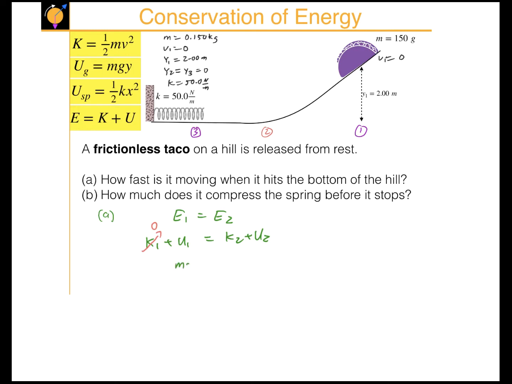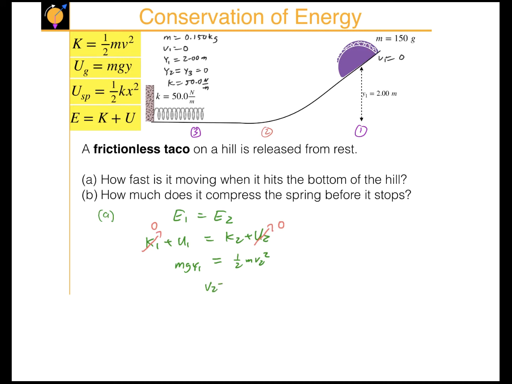So that's going to be mgy1. When it reaches the bottom of the hill, its height is 0, so it has no potential energy, and the spring is not even touched yet. So there's no spring potential energy, there's no gravitational potential energy, there's just 1/2 mv2 squared.